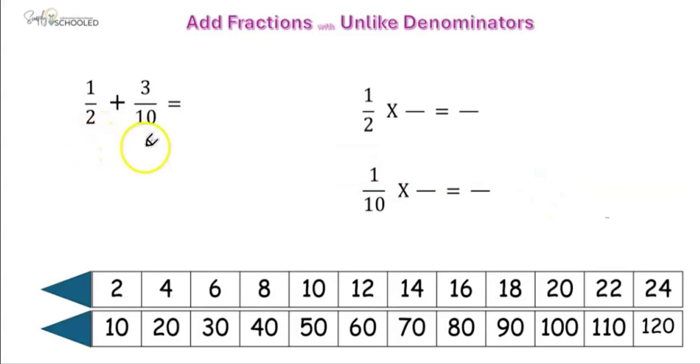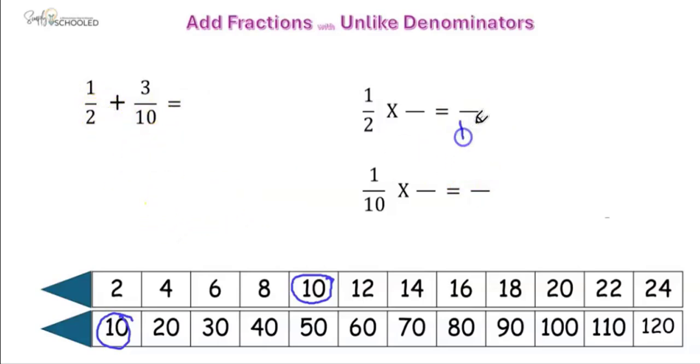1/2 plus 3/10. So I have my multiples of 2 and my multiples of 10. And if I look here, 2 has a multiple that is 10, and we already have 10. You will find this happens very frequently. I'm not going to have to change the fraction 3/10 because all I need to do is change 1/2 to have a denominator of 10.